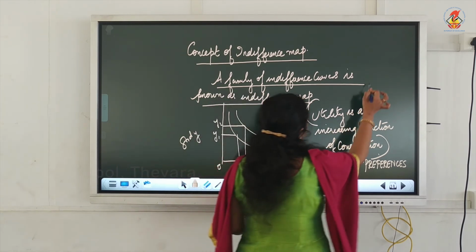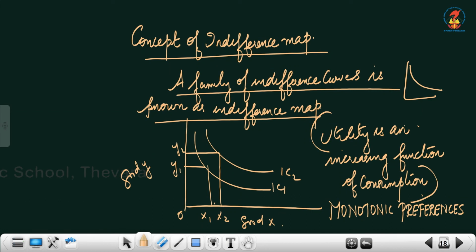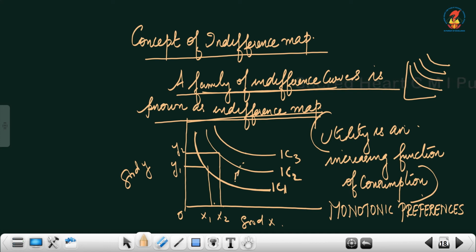Normally we draw the indifference curve like this, isn't it? If you draw more and more indifference curves, a family of indifference curves is known as an indifference map. Here two indifference curves are there, IC1 and IC2. If I draw one more, this will be IC3. So a family of indifference curves is known as an indifference map.